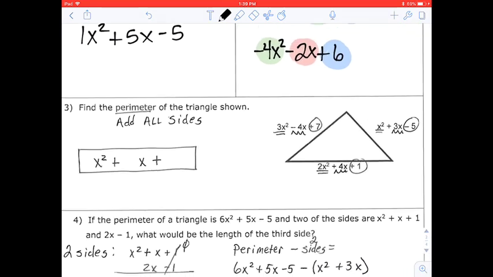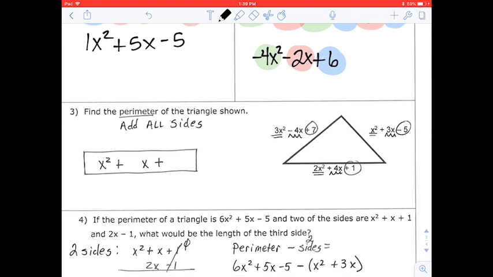Okay. Question 3 gives us a triangle and labels the sides. 3x squared minus 4x plus 7, x squared plus 3x minus 5, and 2x squared plus 4x plus 1. And it asks us to identify the perimeter. The perimeter is the sum of all sides. It means I'm going to add all 3 sides.